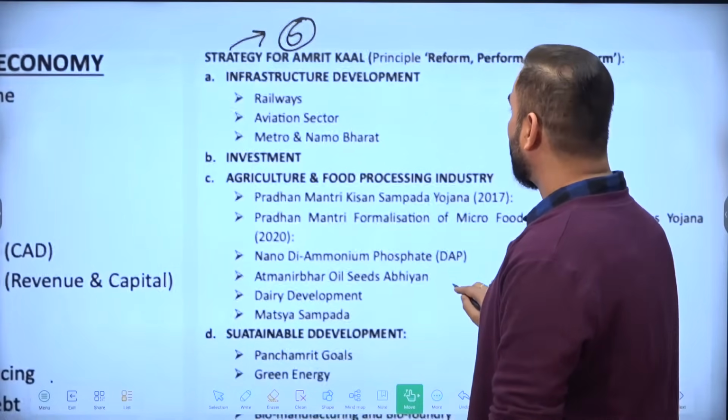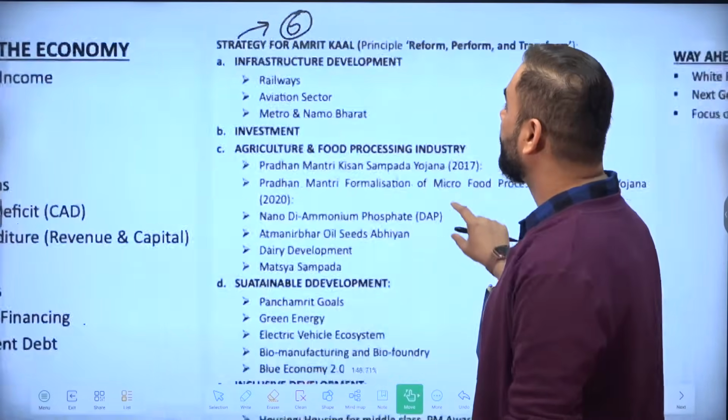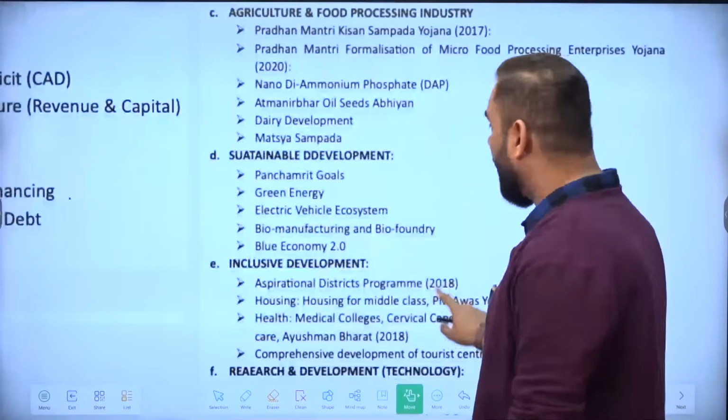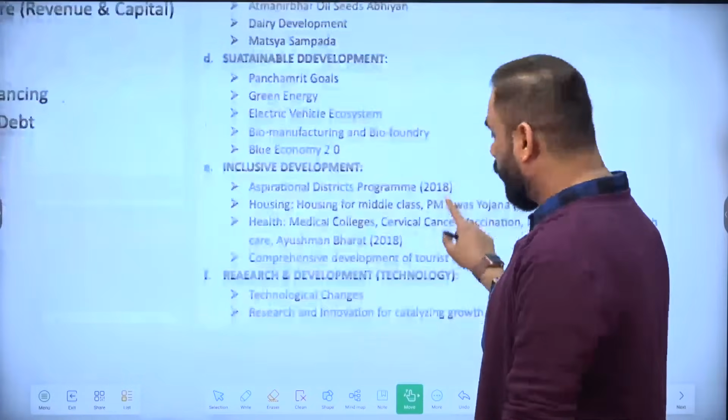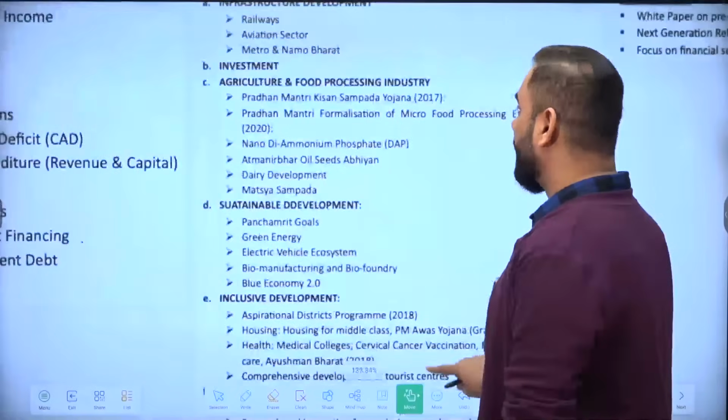So which are the 6 strategies that the government talks about? For example, the government talks about strategies like infrastructure development, investment, agriculture and food processing industry, sustainable development, inclusive development, research and development. So these are the areas the government talks about.